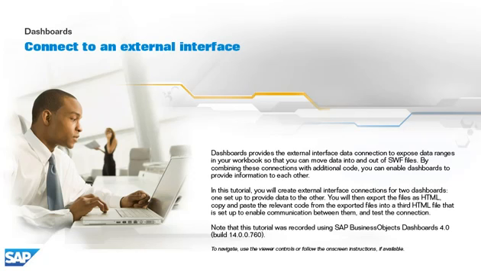In this tutorial, you will create external interface connections for two dashboards, one set up to provide data to the other. You will then export the files as HTML, copy and paste the relevant code from the exported files into a third HTML file that is set up to enable communication between them, and test the connection.